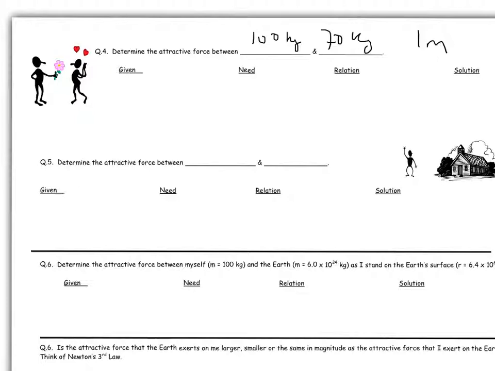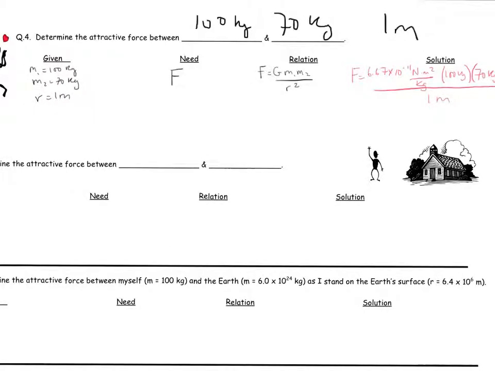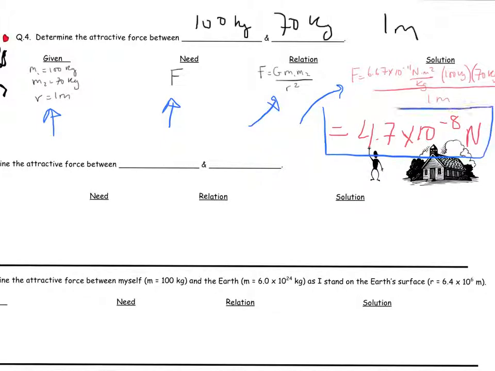So you should already have these notes in, so I'm just going to put this stuff in real quick. Again, in this problem we have the masses and the radius. We're trying to find force. We're going to use Newton's universal law of gravitation, and this is what all the substitutions look like. When you work that out, you get an answer of 4.7 times 10 to the negative 8 newtons.